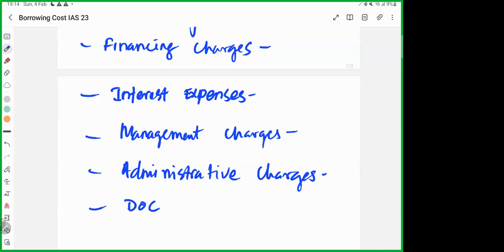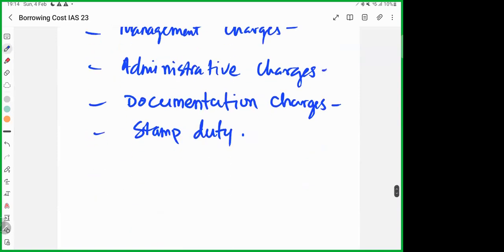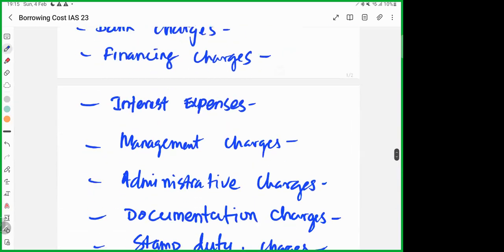There's something called documentation charge. It's part of the administrative charges. Sometimes when you say administrative charges broadly, we may not specifically think of documentation charge. That's why I have emphasized that. Also stamp duty. So these are the examples of borrowing cost.